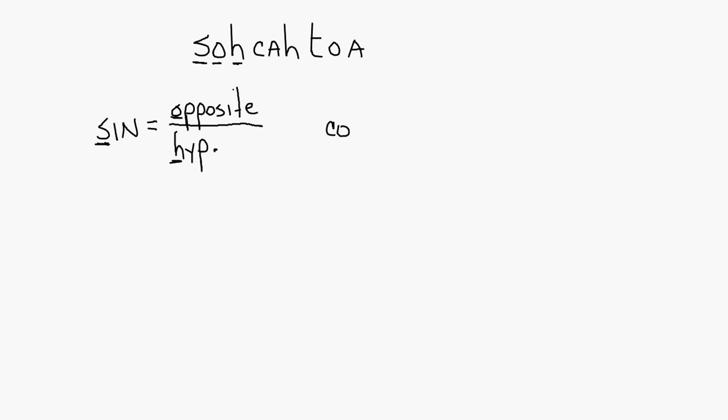Cosine of an angle is equal to the length of the side adjacent to the angle divided by the length of the hypotenuse. So the CAH in the middle of Sohcahtoa stands for cosine equals adjacent over hypotenuse.